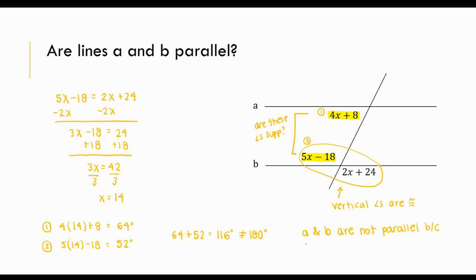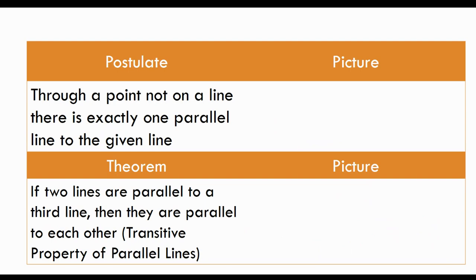And this is because same side interior angles are not supplementary. In order for us to have parallel lines, those two angles, same side interior angles, have to be supplementary. All right, so let's talk about a couple of postulates.